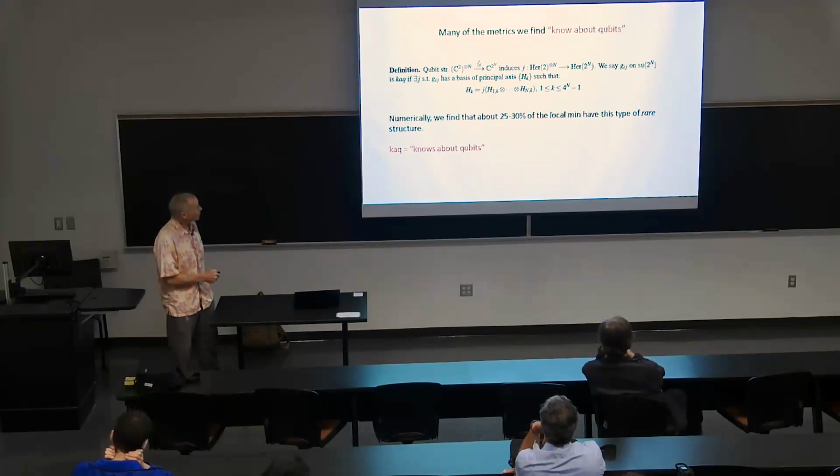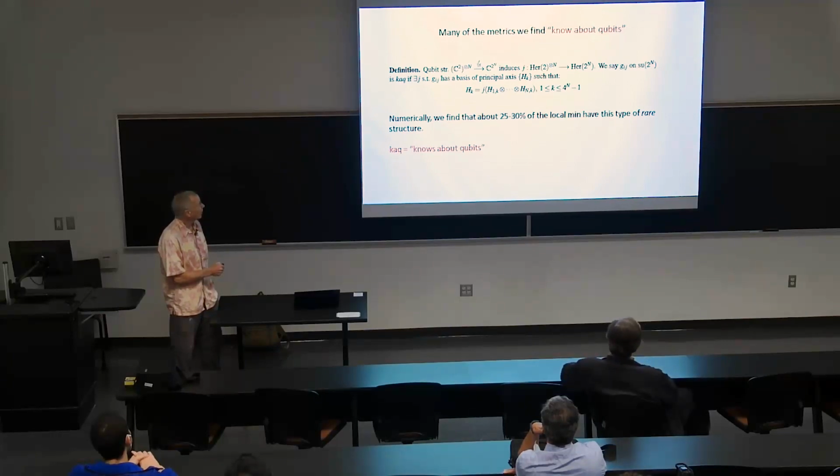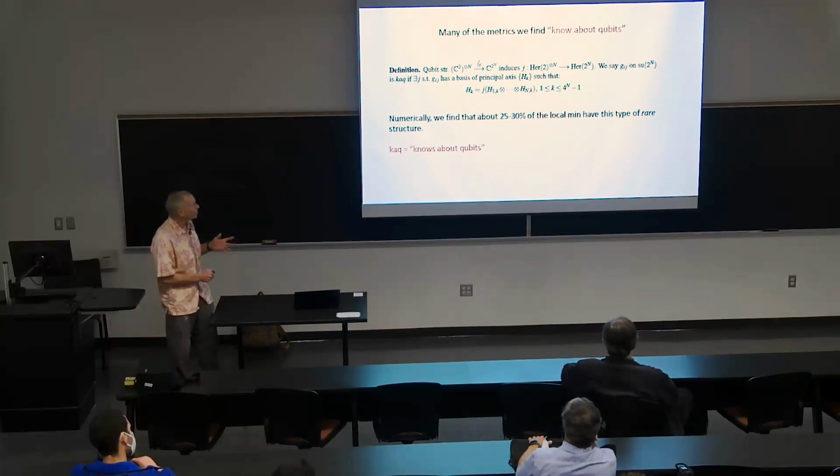And such structures induce isomorphisms on the Hermitian matrices, or you can add an i and make it skew if you want. That is, such a J induces a lowercase j between the n-fold tensor power of the 2x2 Hermitian matrices, which come from the infinitesimals here, to the large Hermitian matrices. So we say that this metric on the Lie algebra knows about qubits if there exists a tensor structure, and I'll write the lowercase j, such that the metric has a basis of principal axes of this very particular form.